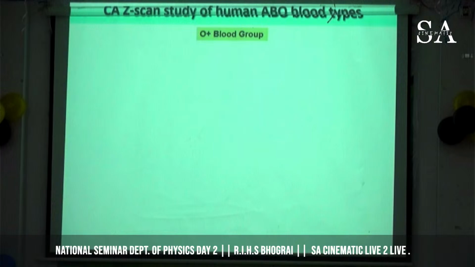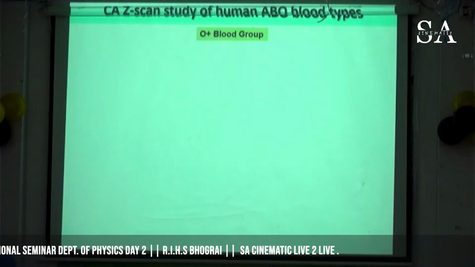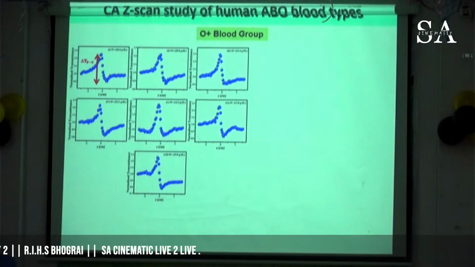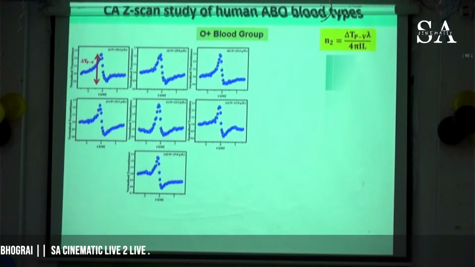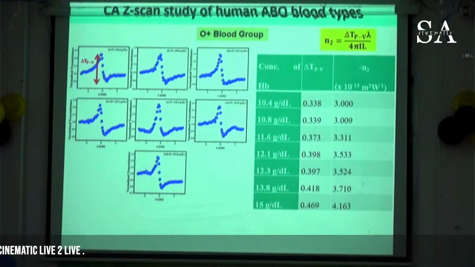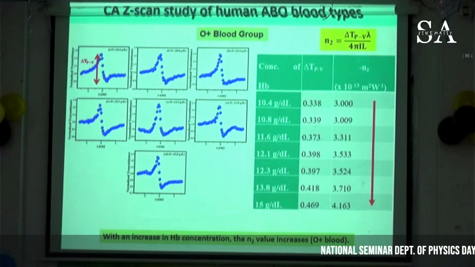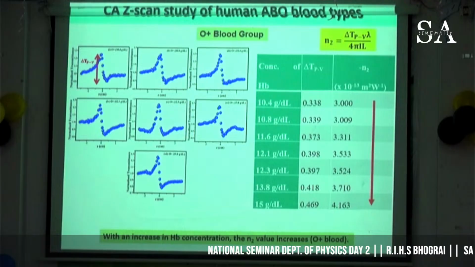To understand it, we have taken a particular group, like the O positive blood group. We performed the experiment, calculated the data, and summarized it here. And what we observed is the same trend again: with increase in HB concentration, the N2 increases. So that was the overall conclusion we made.